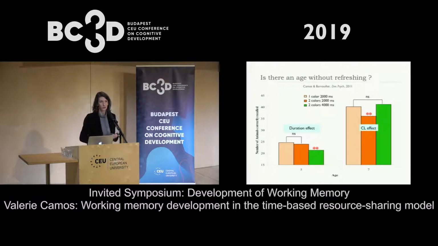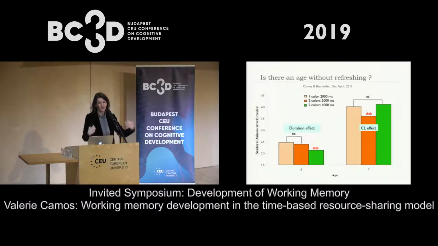In 7 years old, we replicated the cognitive load effect. So that means the two conditions with the same cognitive load get the same high performance, and with a higher cognitive load, you have a decrement of performance. But for the 5 years old, the pattern of results is totally different.